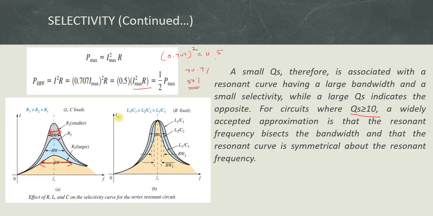Okay, and here two cases will be discussed. The first one is I fix the L and C values and vary the resistance, and in the second case I fix the value of R and vary the ratio of L by C. Here there will be three curves. If I increase the value of resistance, automatically my bandwidth is increased, so my selectivity is reduced. In other words, if I fix the values of L and C and reduce the value of the resistance, automatically my selectivity is somewhat improved.